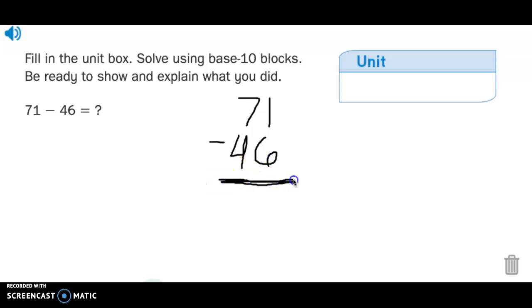Solve this how you normally would, right? We start in the ones, 1 take away 6. Can we do that? Then we go to our tens place. Put me on pause. Come back when you have an answer. All right, you should have an answer to this by now.